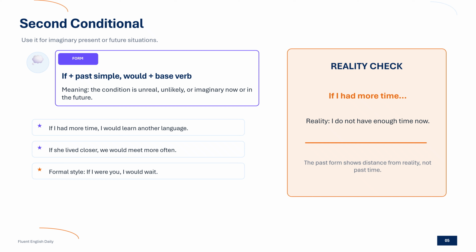The past form does not necessarily describe past time. Instead, it creates distance from reality. In formal English, we often use were with all subjects. For example, if I were you, I would wait. This is more formal than if I was you, and is especially common when giving advice. Use the second conditional when imagining a different present or an unlikely future possibility.